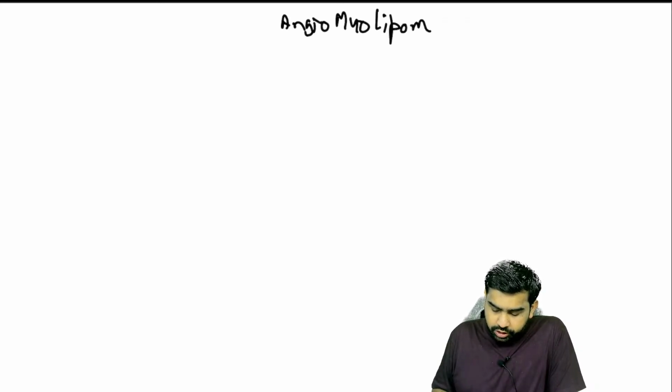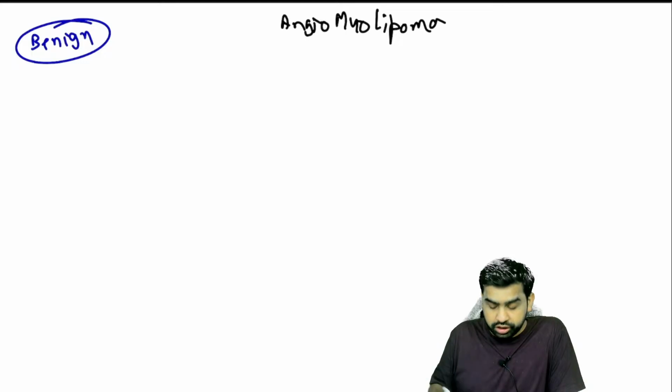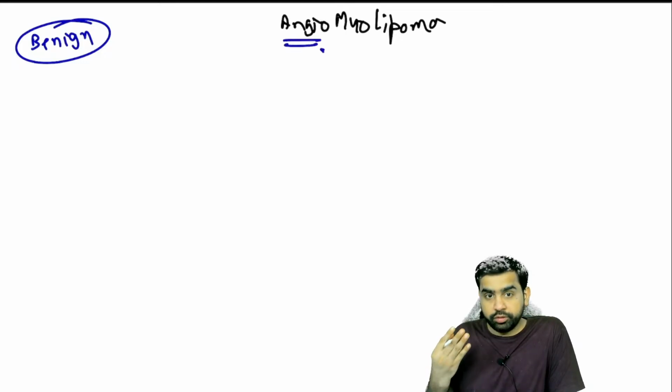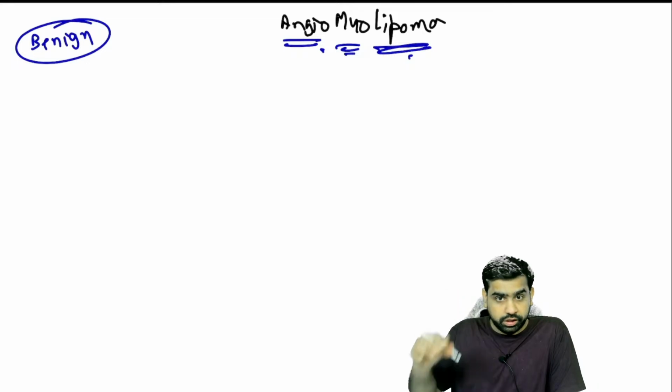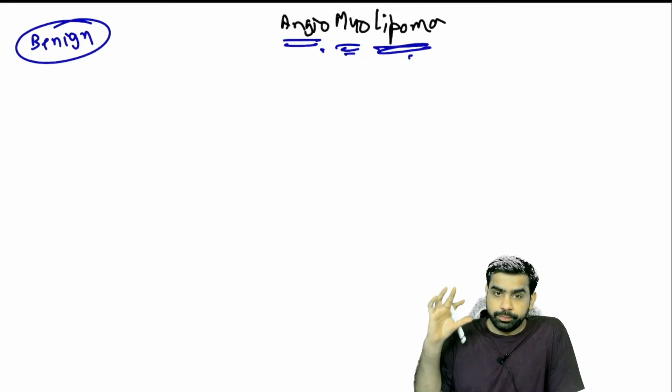Angiomyolipoma. Okay, so what is this? This is a benign tumor of the kidney. It consists of angio, that is a tumor of the blood vessels, myo means involvement of the muscle layer, and lipoma means involvement of the fat. So there's involvement of the blood vessels, the muscles, and the fat in the kidney. This is a benign tumor of that.